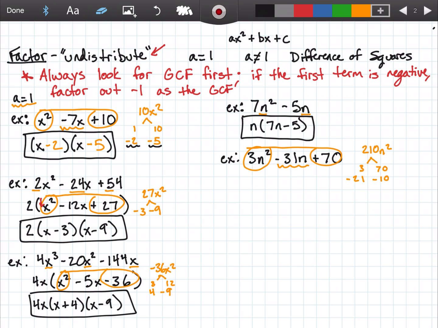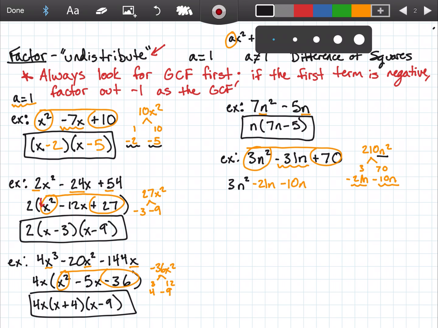Now, a does not equal 1. Remember that a value from standard form? 3 is not the same as 1. Fun fact, that means we cannot use the shortcut. So what's going to happen is, notice because this is an n squared that we multiply to, that's negative 21n and a negative 10n that we would have to multiply by to get the negative 31. So I'm going to rewrite my original problem, but instead of negative 31n, I'm going to replace it with what I found right here. So I'm going to go negative 21n minus 10n and plus 70.